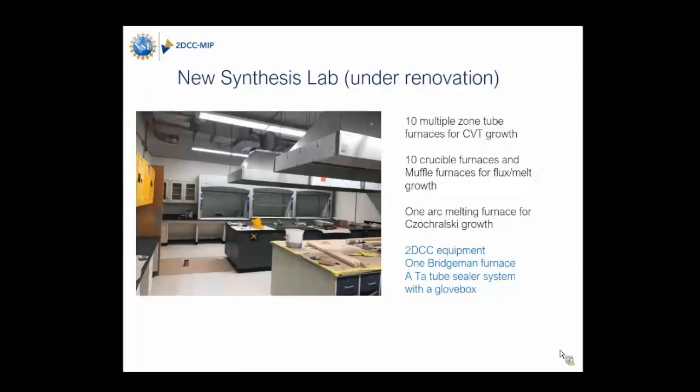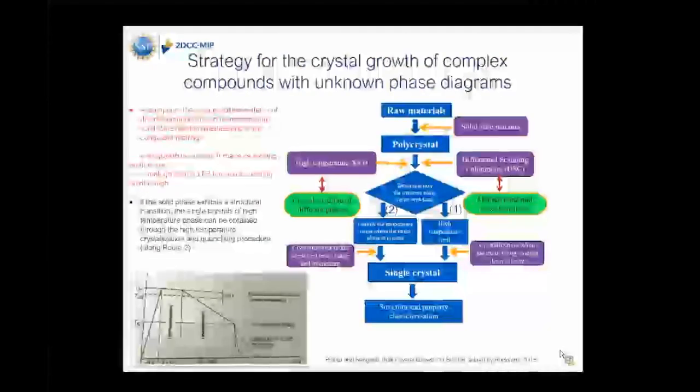Okay, so this is my new synthesis lab, still under renovation. The floating zone will not be put into this lab; it will be in a separate lab. This lab will be equipped with many furnaces, including multiple zone furnaces, crucible furnaces, and muffle furnaces, and I also plan to buy an arc melting furnace for CZ growth. The 2DCC will also be put here, and I will also get the tantalum tube sealer.